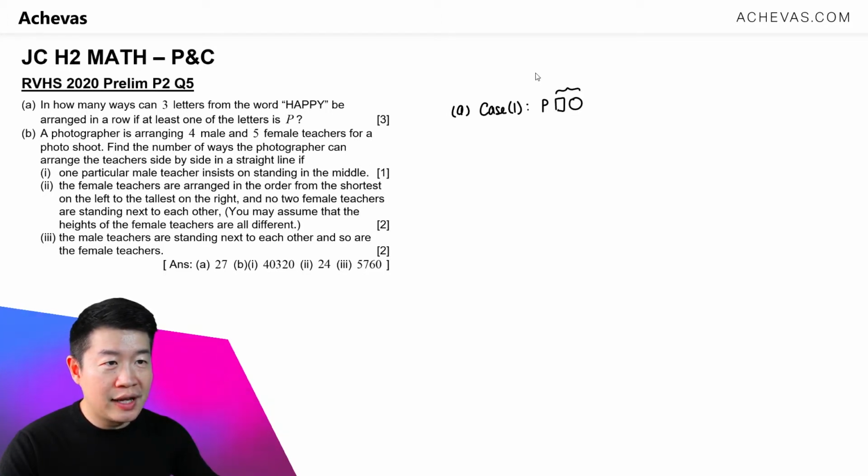And for these 2 other letters, they are going to be obtained from either H, A, or Y. So out of 1, 2, 3, I will choose 2 letters. And for these 2 letters mixed with P, we are going to be permutating them, so it is going to be multiplied by 3 factorial. And this is equal to 18.